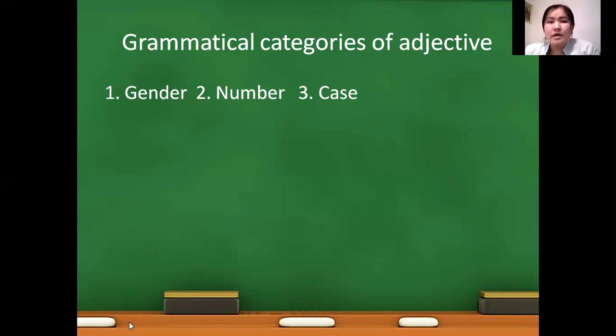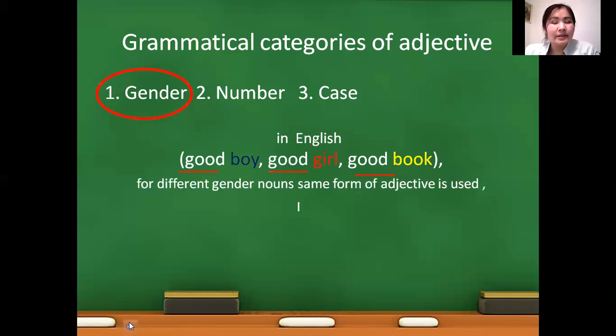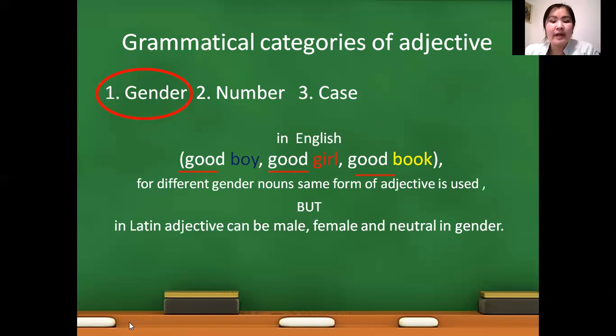First of all, let's compare the Latin adjective with the English adjective from the point of view of the gender category. In English, an adjective has no gender category. Good boy, good girl, good book. So for all three genders of nouns, we are using one and the same form of adjective, good. But in Latin, an adjective can be masculine, feminine, and neuter.